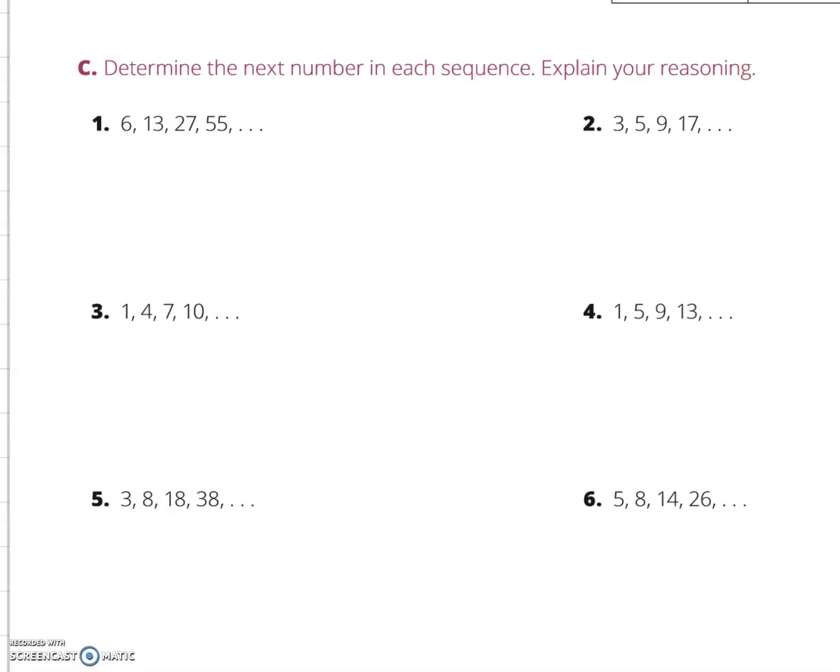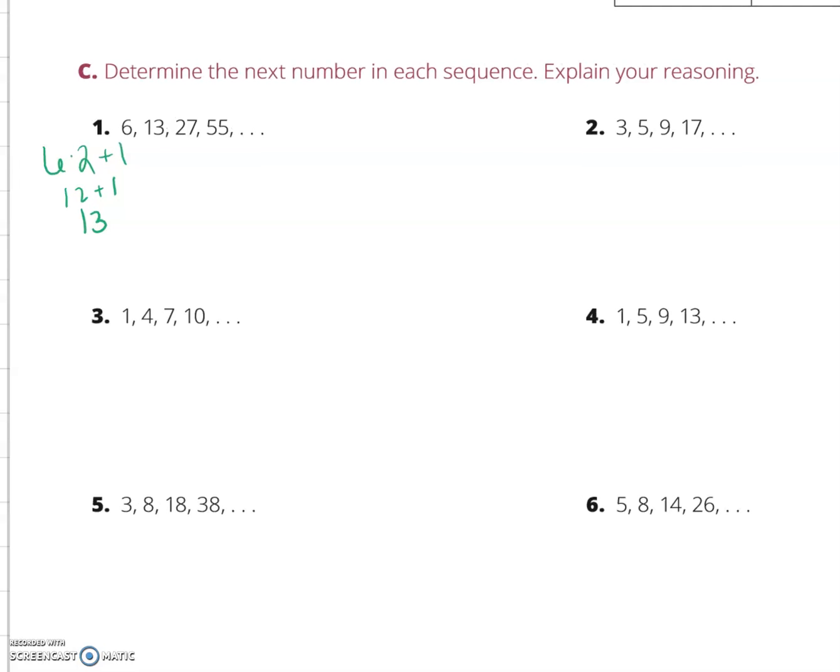So the first thing that I always do is I take a look at my first number and I see how big I get, how quickly. So I start with 6, and by the fourth term I'm already at 55. That's a pretty big jump. So that tells me right away that I'm probably going to be needing some sort of multiplication operation. So I see what I can multiply 6 by to get close to 13. Well, if I multiply 6 by 2, I'm at 12, which is pretty close to 13. So if I take 6 times 2, and I add 1, I get 13.